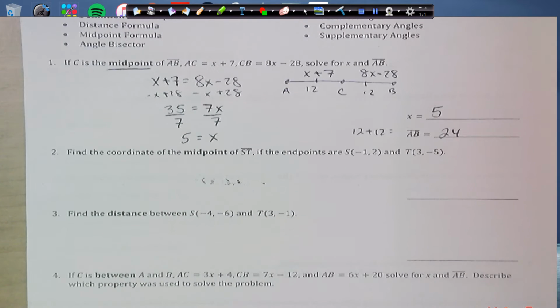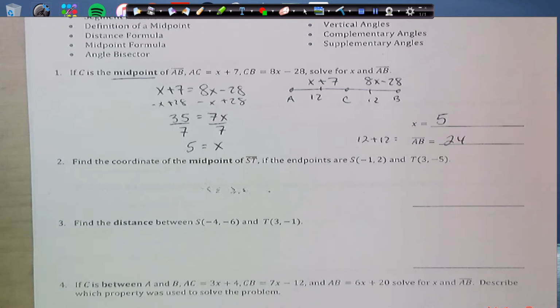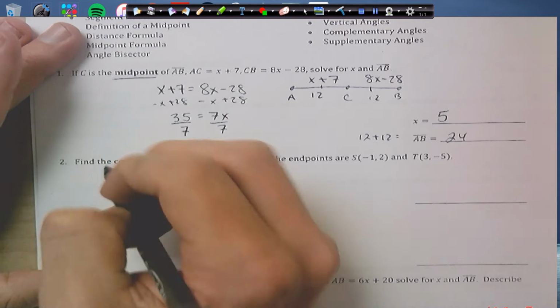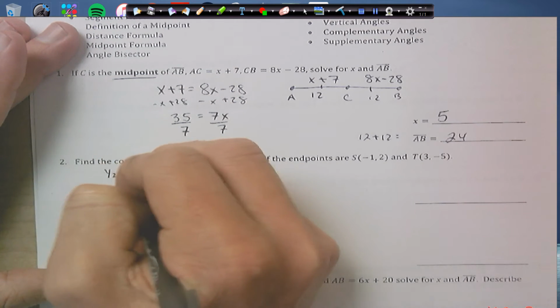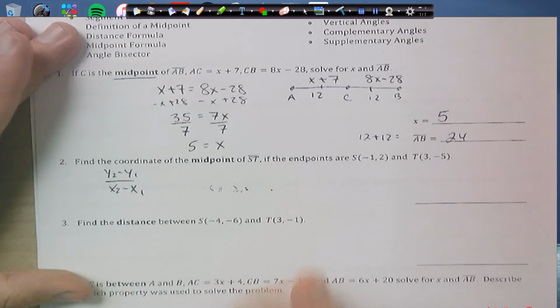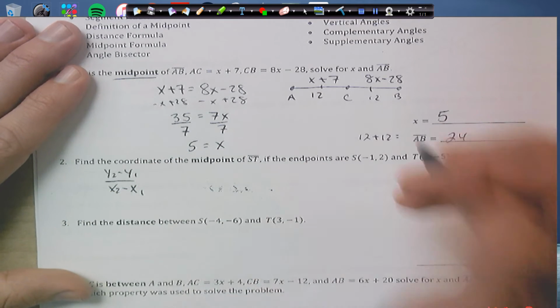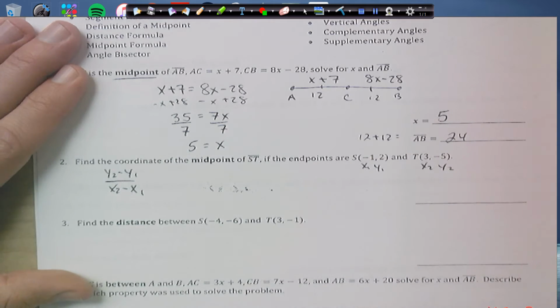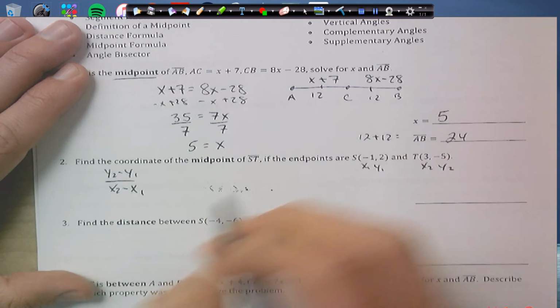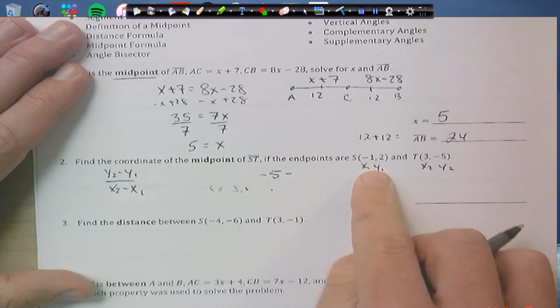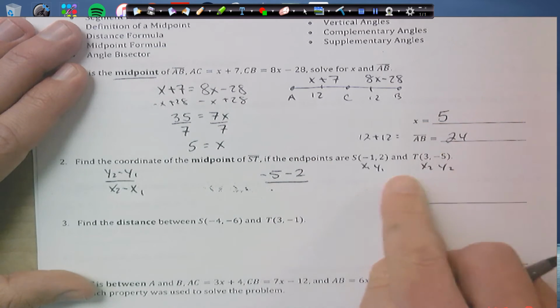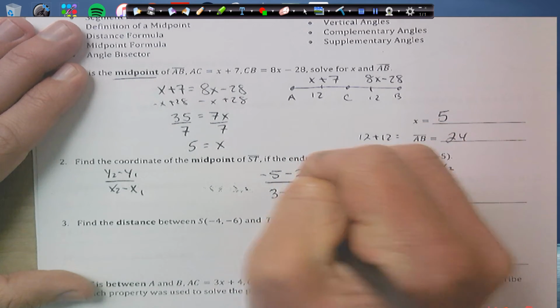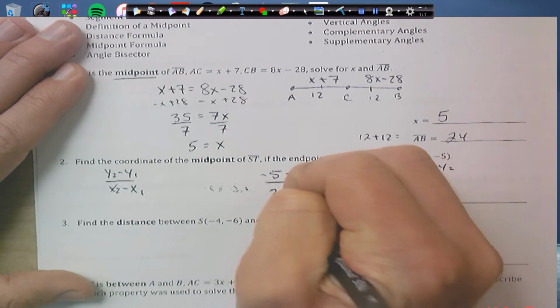Okay. Moving on, we have question number 2. It says find the coordinate of the midpoint of ST. We have to use the midpoint formula for this, so that's y2 minus y1 over x2 minus x1. And we're going to go ahead and label our points to make sure that we don't make a mistake, especially on our final. And we're going to get negative 5 minus 2 over 3 minus a negative 1. So 2 negatives become positive.